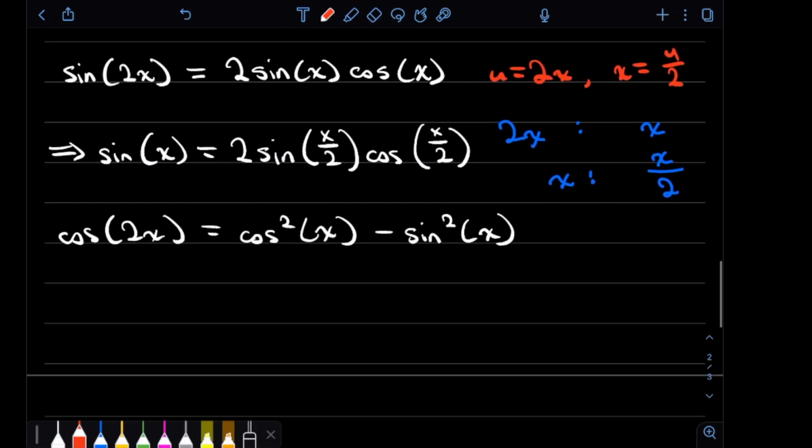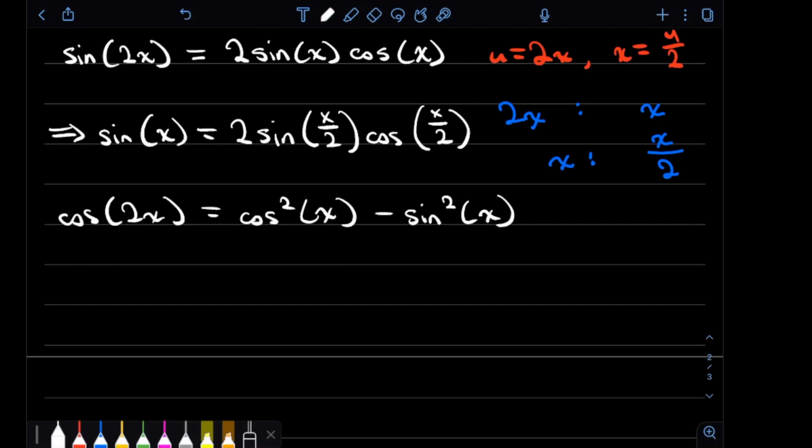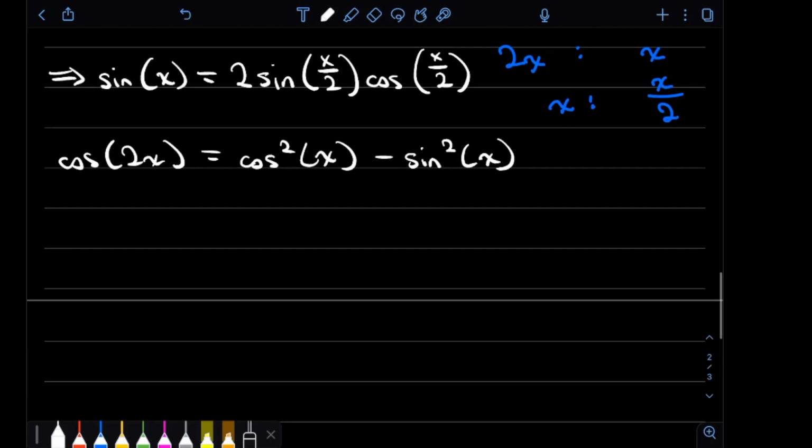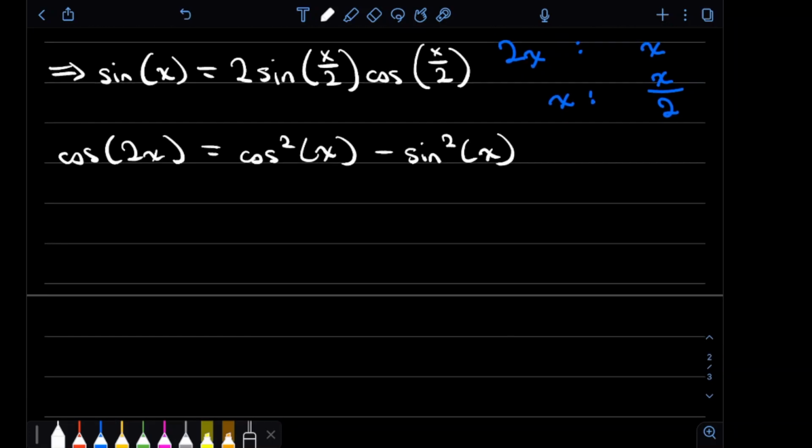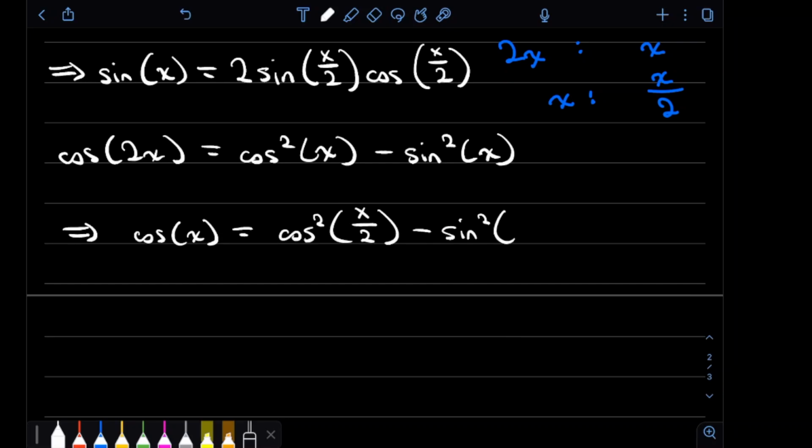I hope you understood that, and if not, leave a comment and hopefully I can help you understand. But we're going to use similar logic here for cosine of 2x. Or not simplifying, just changing it into something that's useful for us. So cosine of x is cosine squared of x over 2 minus sine squared of x over 2.